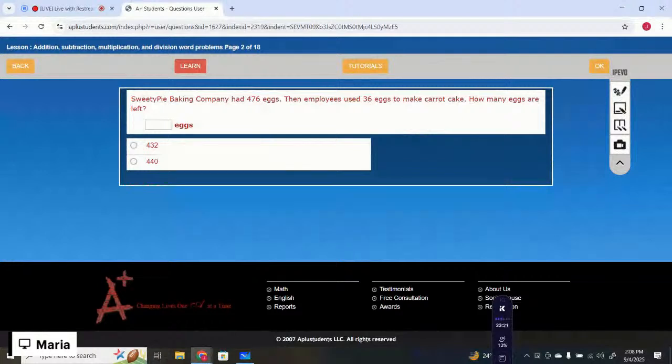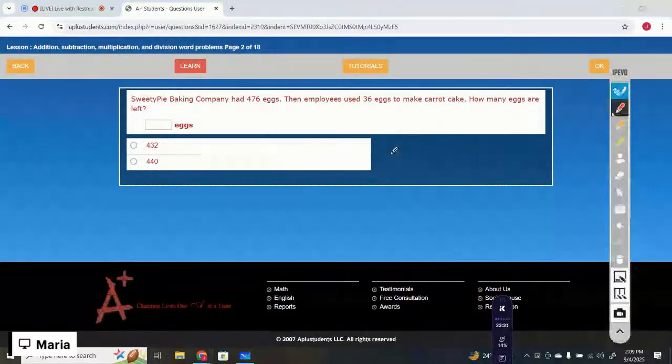Sweetie Pie Baking Company had 476 eggs. Then an employee used 36 eggs to make carrot cake. How many eggs are left? 476 minus 36. So 6 take away 6 is 0. 7 take away 3 is 4. Now bring 4 down. That is 440. Option number 2 is the correct option.